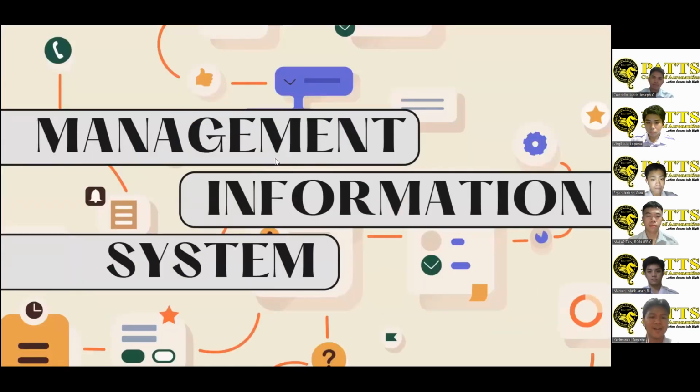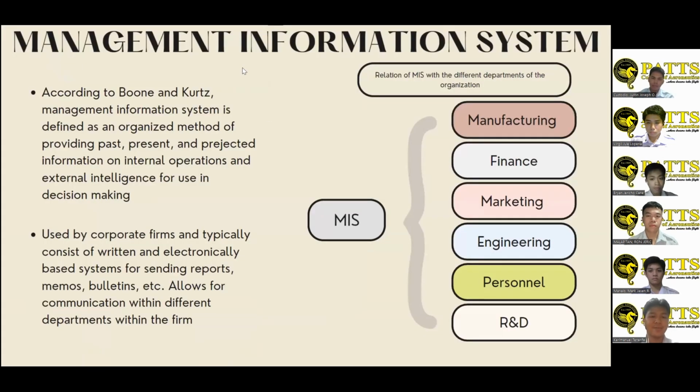So we have next the management information system. So what is the management information system? According to Boone and Kurtz, management information system is defined as an organized method of providing past, present, and projected information on internal operations and external intelligence for use in decision-making. This is used by corporate firms and typically consists of written and electronically based systems for sending reports, memos, bulletins, etc. It allows for communication within the different departments inside a firm.